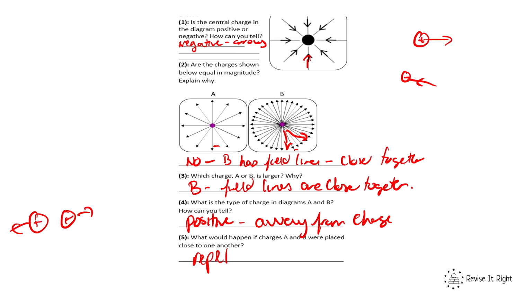So we've now looked at electric field lines. There's plenty of practice on this on the website, and as ever, if there's anything you didn't understand, then please do get into contact with one of our tutors who will happily help.